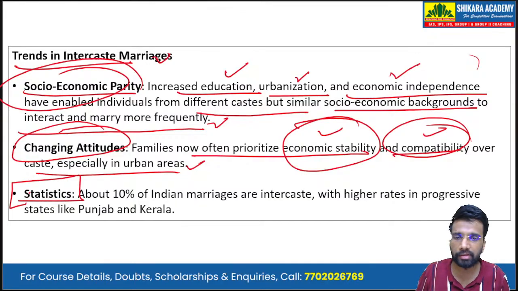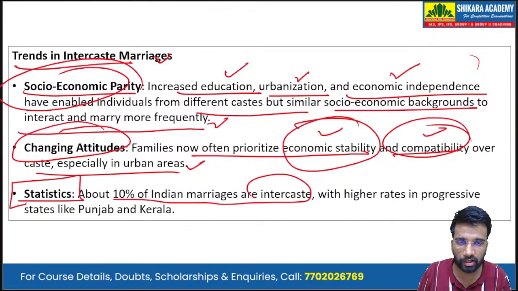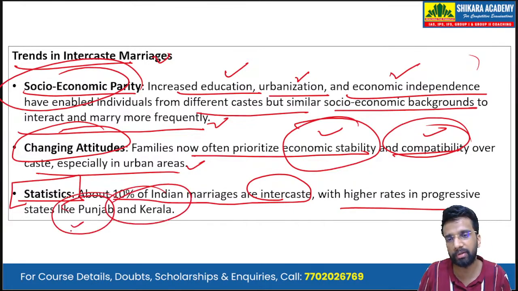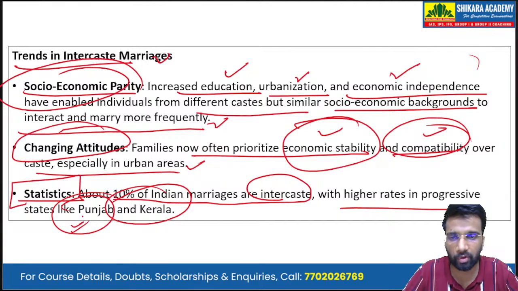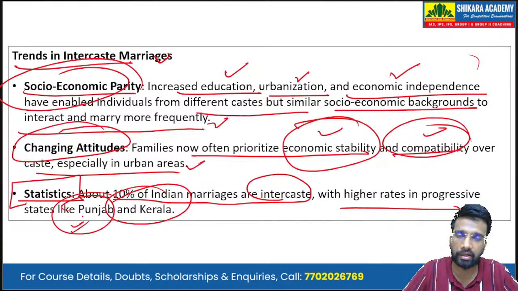Then we have to provide statistics. About 10% of Indian marriages are intercaste, with higher rates in progressive states like Punjab and Kerala. Because in Punjab, the socio-economic status among castes is that most of them are agrarian, and in Kerala, there is increased education.